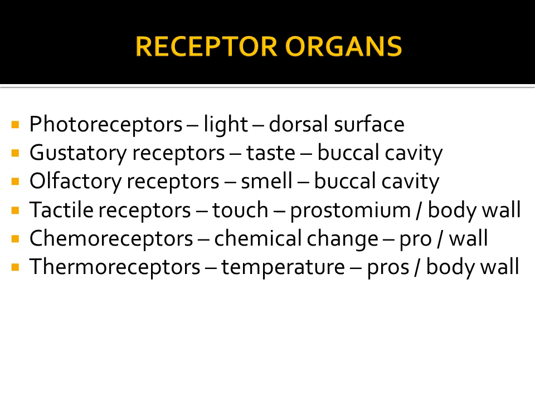Fine. The fifth one is the chemoreceptors. Chemoreceptors receive the sense of chemical changes. This is also present in the prostomium as well as the body wall. And the last one is the thermoreceptors. Thermo, of course we know, means receiving the sense of temperature. These receptors are also located in the prostomium as well as the body wall.